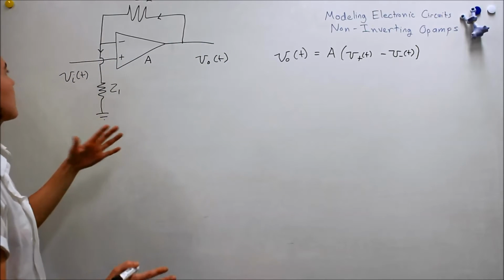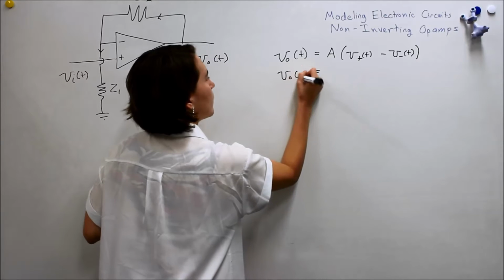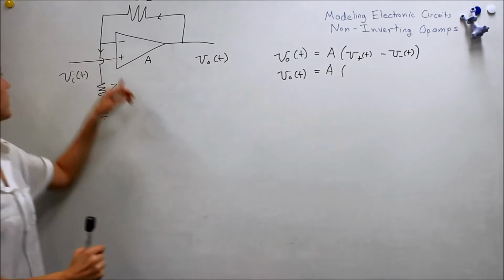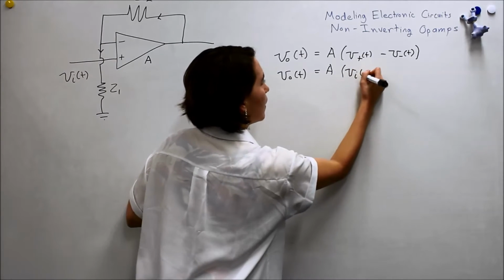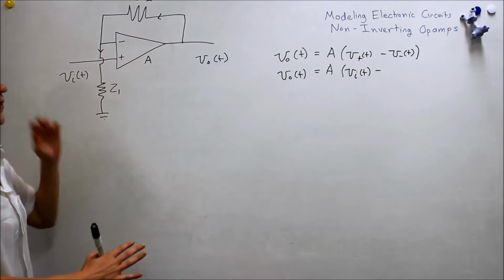Now let's start filling things in. Out's the same. Our gain is still A. But what's our positive voltage? Look here, Vi of t. And then what's our negative terminal?